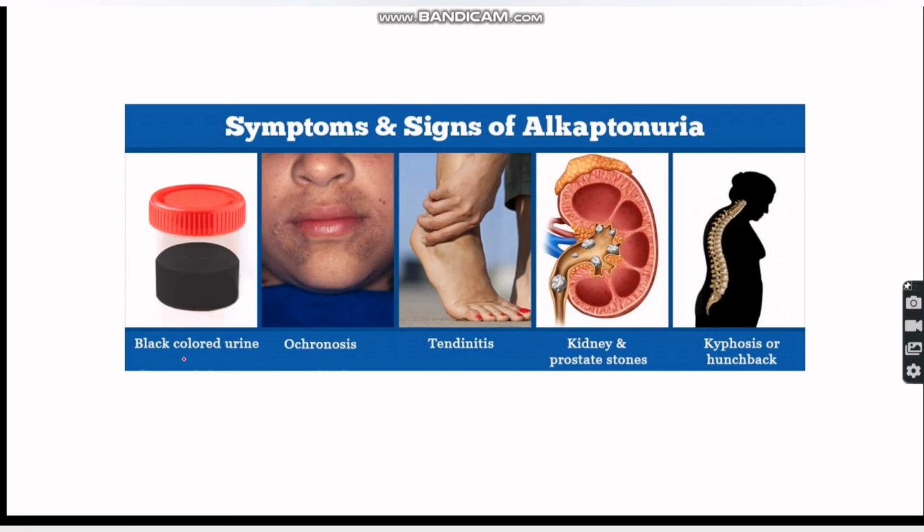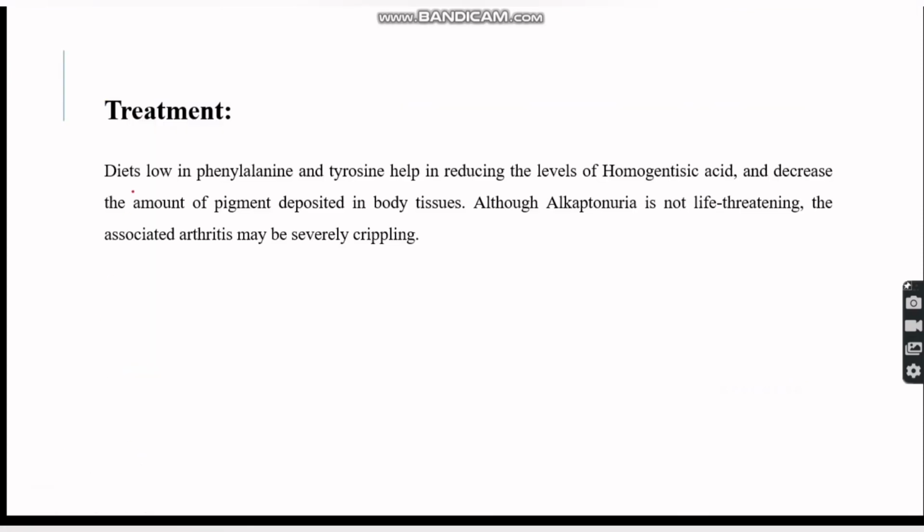Other symptoms are black colored urine, ochronosis, tendinitis, kidney and prostate stones, and kyphosis or hunchback. Treatment: diets low in phenylalanine and tyrosine help in reducing the level of homogentisic acid and decrease the amount of pigment deposited in body tissues. Also, alkaptonuria is not life-threatening. The associated arthritis may be severe.